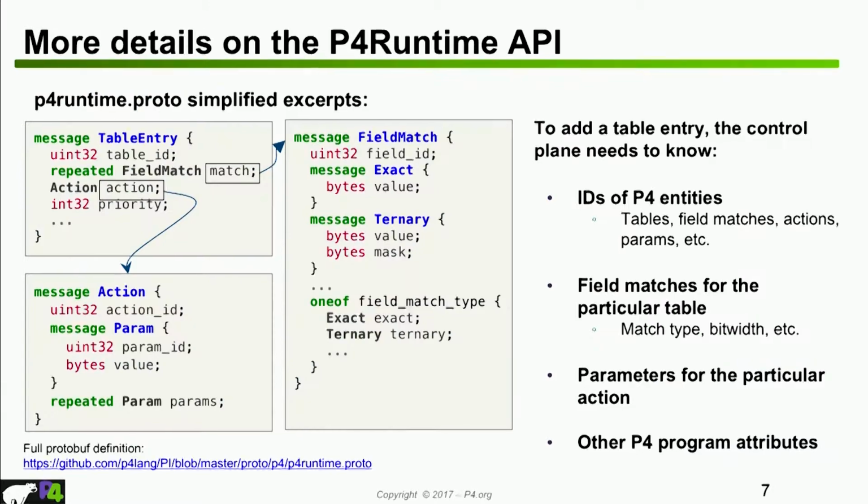So what does this API look like? Let's assume you would like to insert an entry in a table defined in P4. Then what the control plane needs to do is to send a table entry message. This table entry message needs to specify the ID of the table and a sequence of field matches, an action, and maybe other properties like a priority or controller metadata. In the case of field match, each field match needs to specify the ID of the field, and then the type of match, for example, exact, ternary, longest prefix match. And if it's exact, then it needs to specify a byte string for the value.